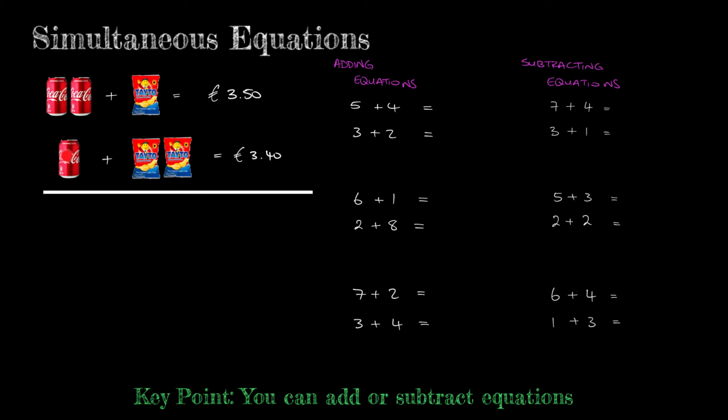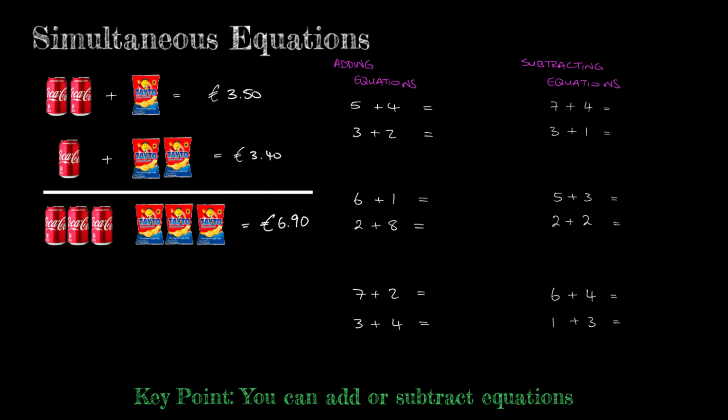And obviously, this is just to highlight what we're doing. From this, you can see that we're adding equations. So I can add these equations. If I have 3 cans of Coke and 3 packets of potatoes, I'm obviously expecting it to be £6.90. Okay, because I can add those equations to get £6.90. So everything that we do with simultaneous equations is very, very simple, as long as you're aware of the fact that you can add and subtract equations.